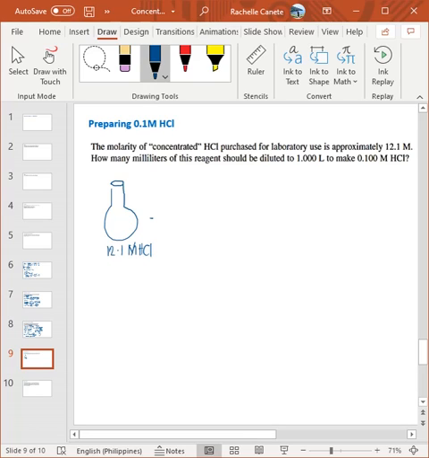So, in the problem, the laboratory purchased 12.1 molar HCl. Okay? That's the concentrated HCl. We are asked how many ml of this HCl should be diluted to 1 liter to make 0.1 molar HCl. So what we need is to convert that into 1 liter, right? So this is 1 liter of 0.1 molar HCl.